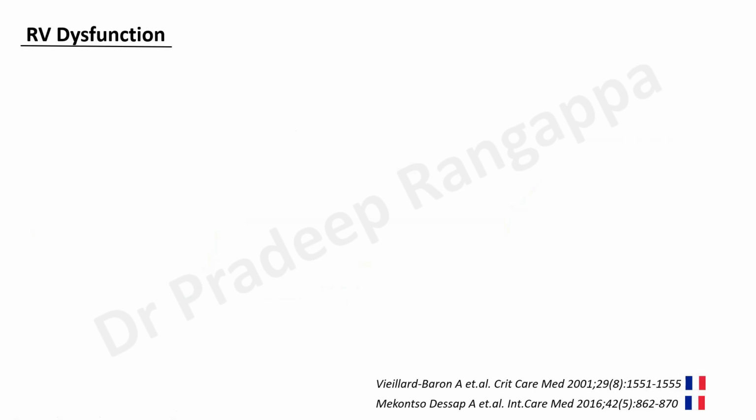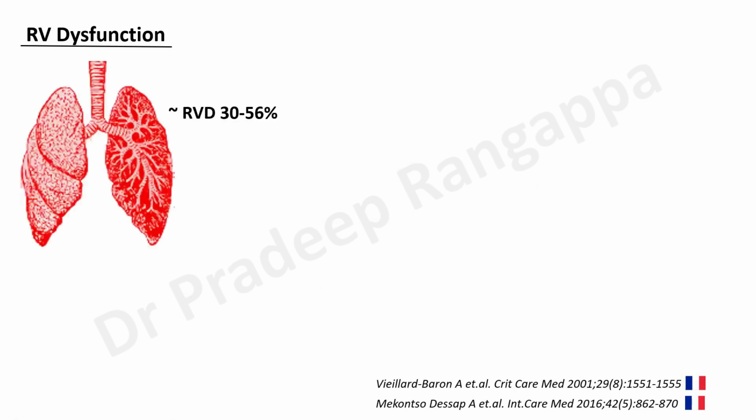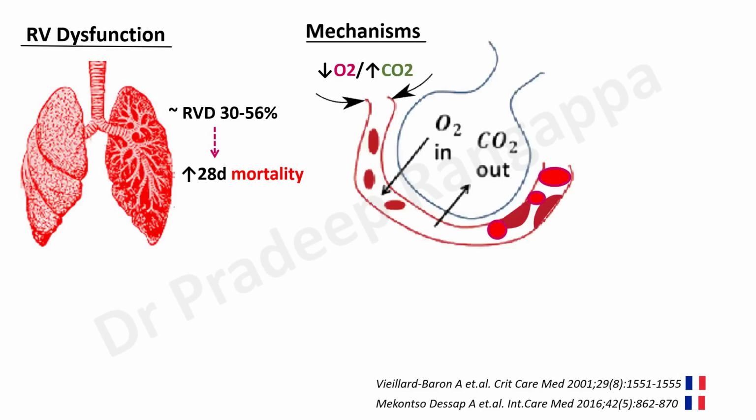So, RV dysfunction. Does proning have a bearing on RV dysfunction? This is something I always emphasize in ARDS: one needs to bear in mind that in severe ARDS, RV dysfunction occurs in a significant proportion of patients. It is shown that RV dysfunction occurs in 30 to 56% of the patients with severe ARDS, and this has a direct bearing on increasing the 28-day mortality.